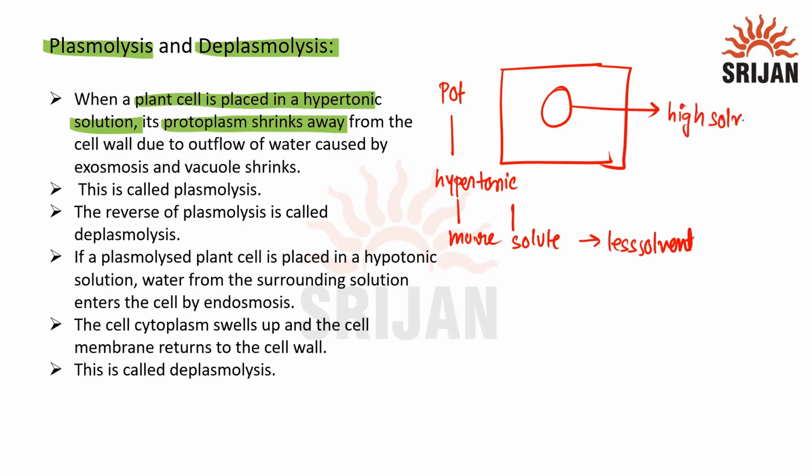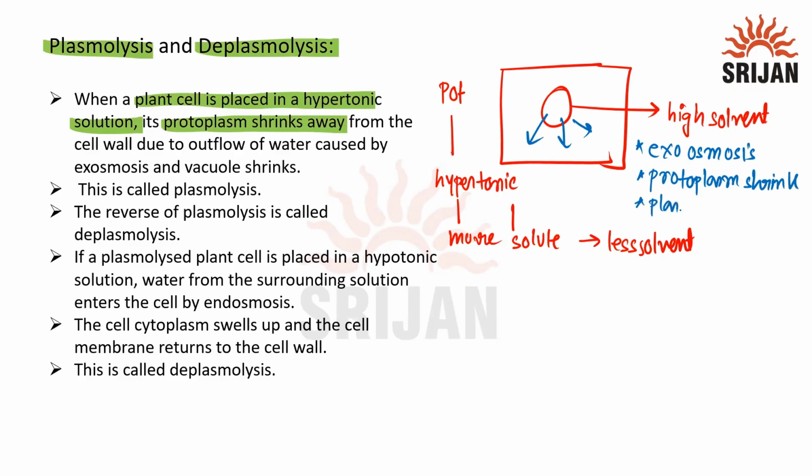So what happens in this scenario? The water will come out. If the water is coming out, that means exosmosis is occurring, and the protoplasm will shrink. This situation is called plasmolysis.